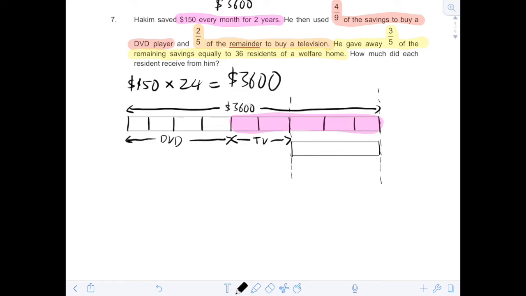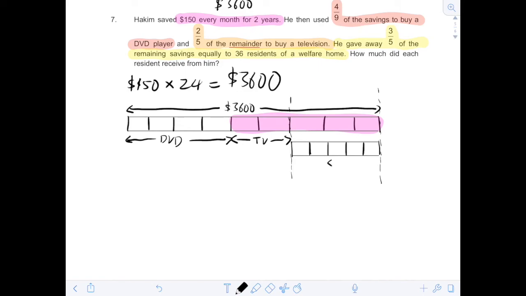Alright, it's exactly the same. So what we're going to be doing is separating this part of the working from the main part. From here we're going to split it into 5 units. We don't care how the top looks, we're going to draw 5 units. Now, he gave away 3/5 of the remaining savings equally to 36 residents.